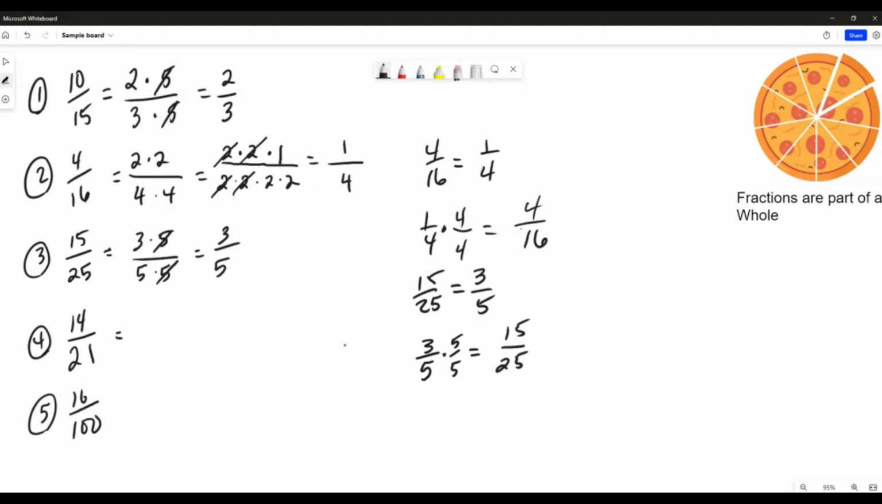All right, let's look at this one. 14 over 21. 14 over 21. 14 is 2 times 7. 21 is 3 times 7.